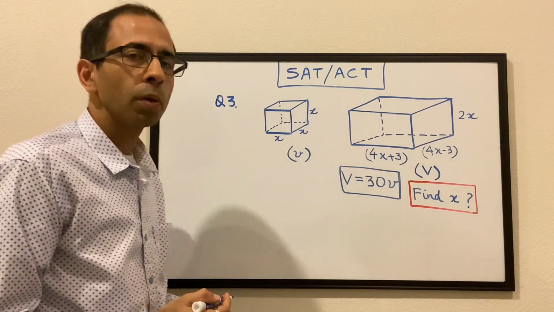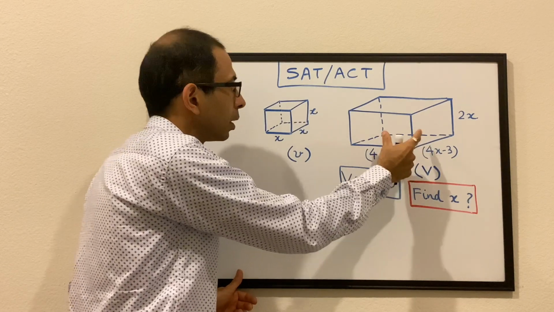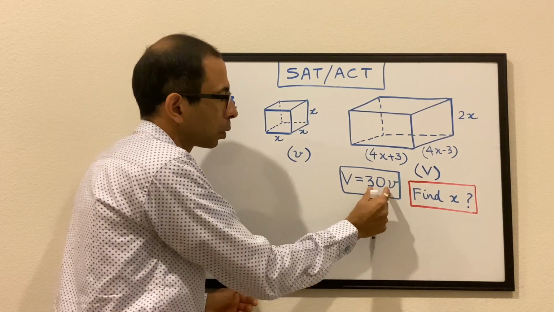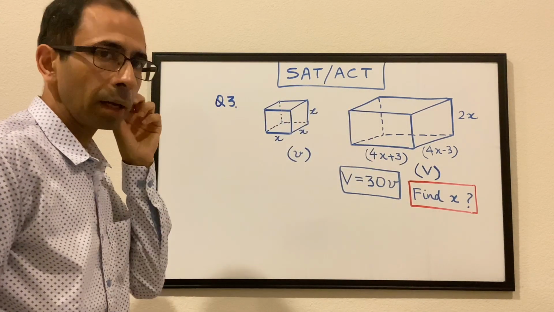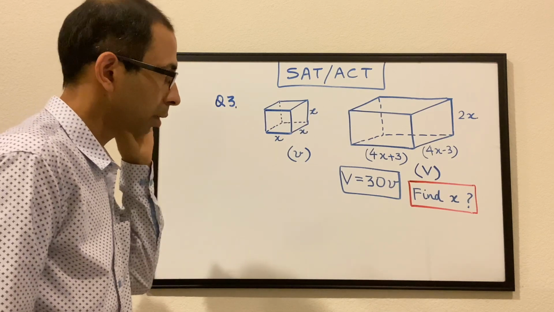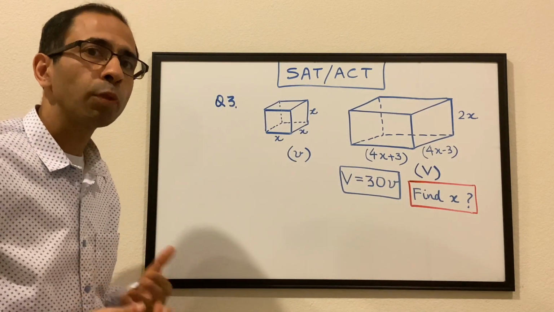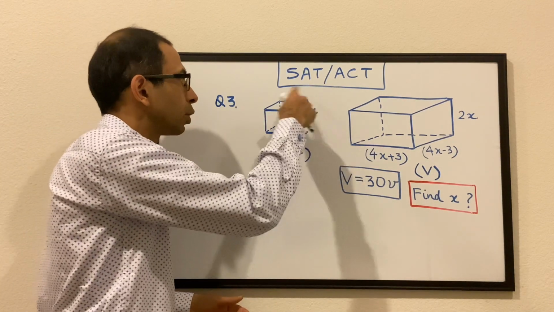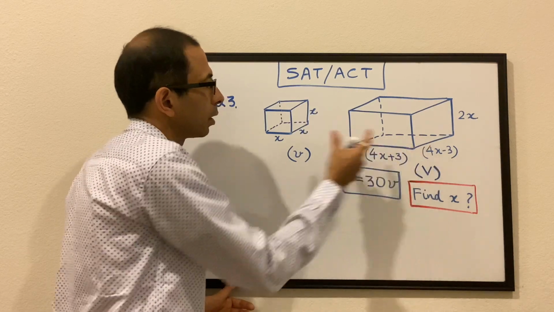And it is told that the volume of this cuboid, or the rectangular prism, is 30 times the volume of this small cube. So capital V is equal to 30 times small v. So that's the relation between the two volumes, and given these details, we have to find the value of x, right? So we have to find what value of x will make this situation true.